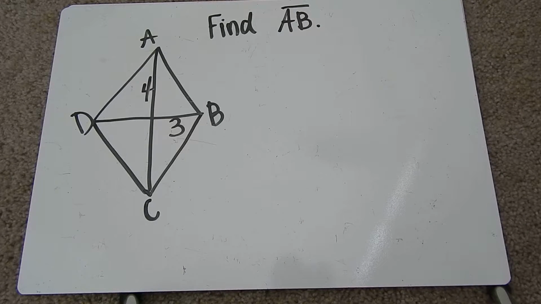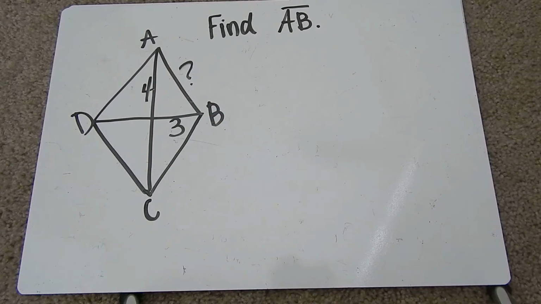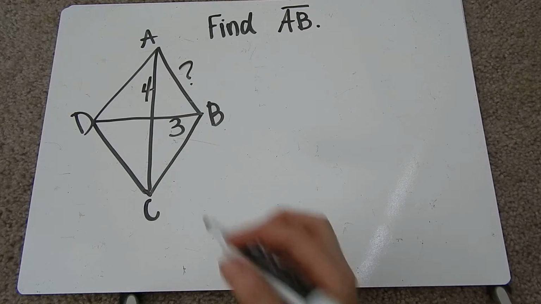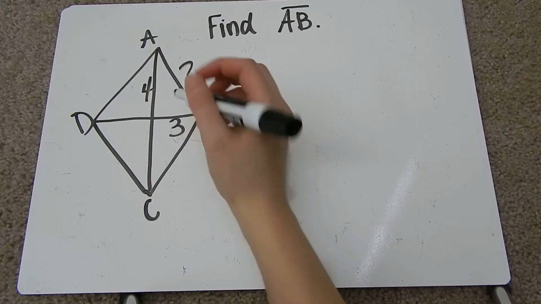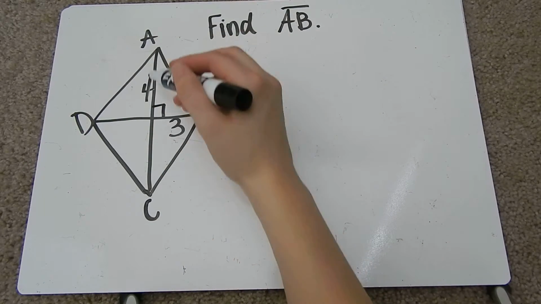Okay, for our next example, it says find AB. Well, I don't know any other side, so I can't use that way to find AB. But I do know two diagonals. Well, something we know about rhombuses is that diagonals are perpendicular. So when we draw these diagonals, they form right angles. Well, this is a right triangle.